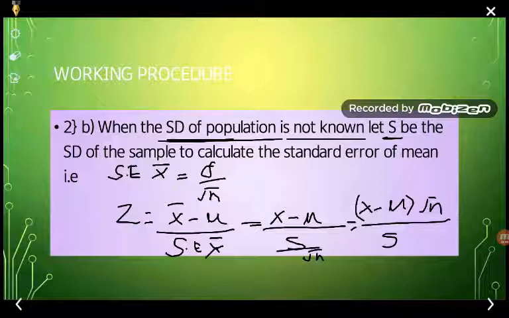Here this value s by root n comes over here and it becomes just the opposite. Therefore the root n will go over here and s will go below. So the z value can be calculated this way when the standard deviation is not given. That is, z is equal to x minus mu into root n by s.